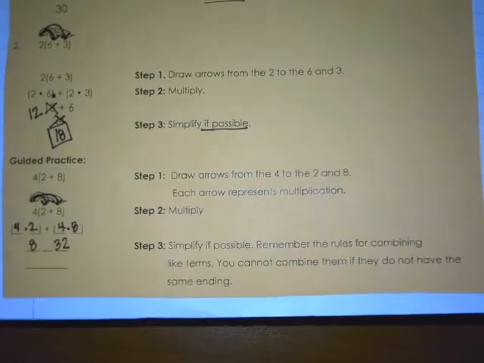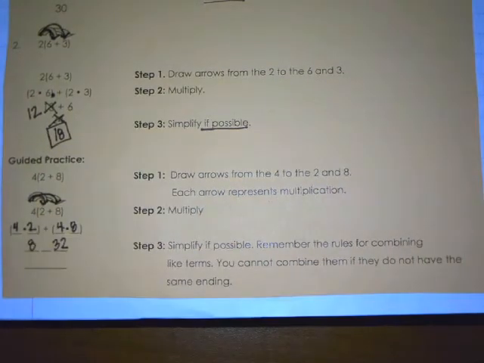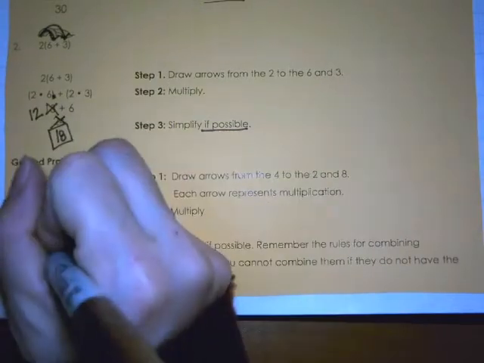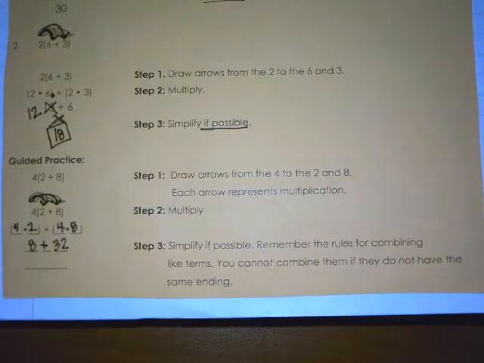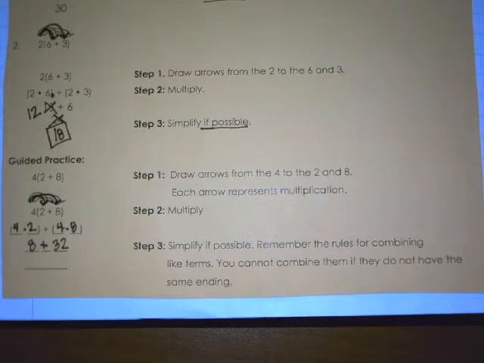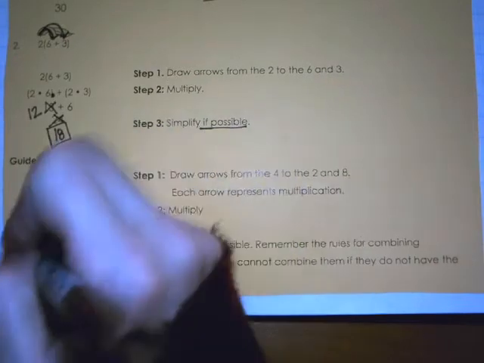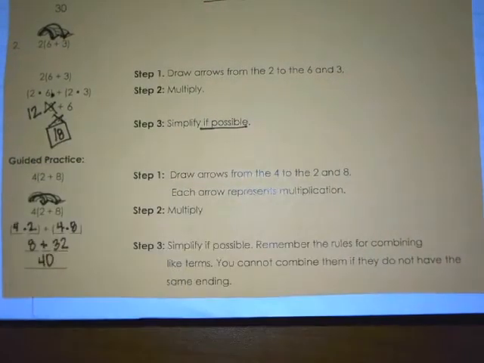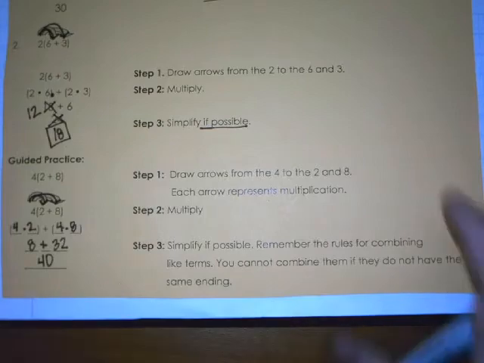What operation sign should be between the 8 and the 32? Addition. We see an addition sign and we write an addition sign, right, guys? What if it was a subtraction sign? What would we write? So write whatever sign you see. And what's 8 plus 32? So our answer is 40. Questions on that at all? Okay, go to the next page.